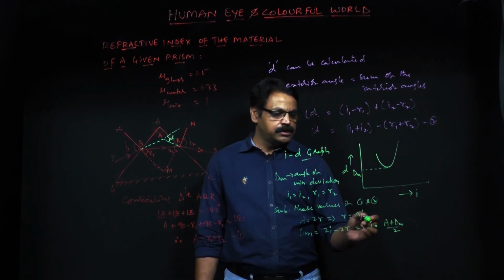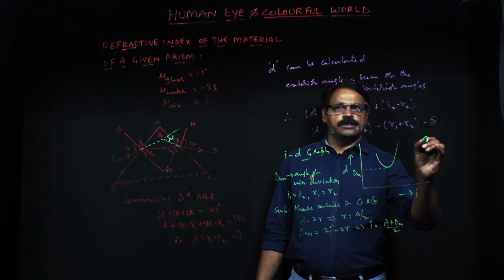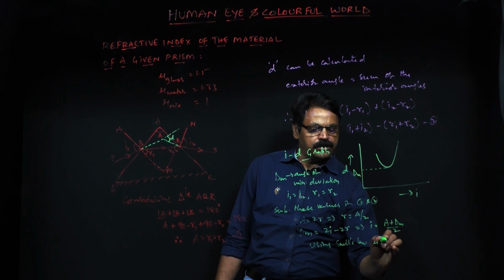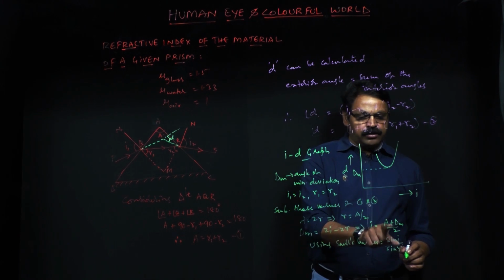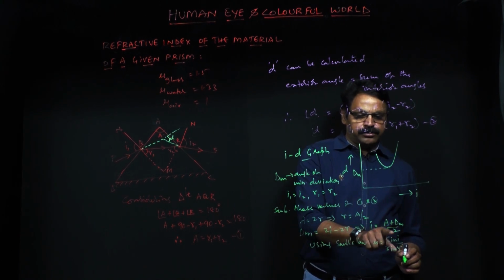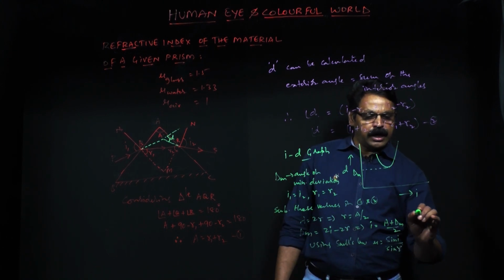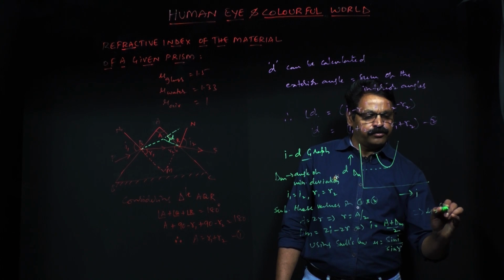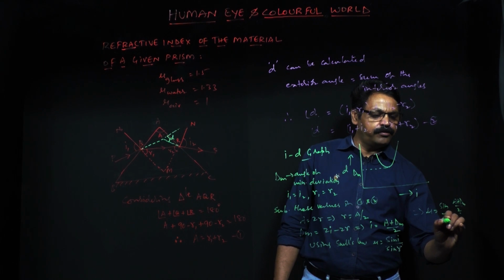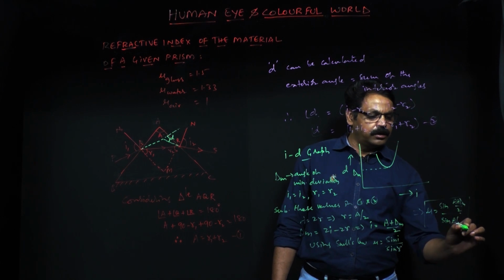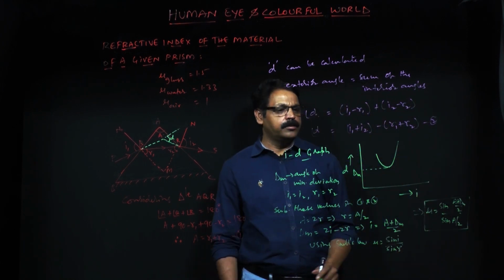Now you can use Snell's law. Using Snell's law, we can get mu is equal to sin I by sin R. So I is equal to A plus D by 2, and R is equal to A by 2. Substituting the values, I will get mu as sin of A plus DM by 2 divided by sin of A by 2. So this is the final expression to find the refractive index of a given material.